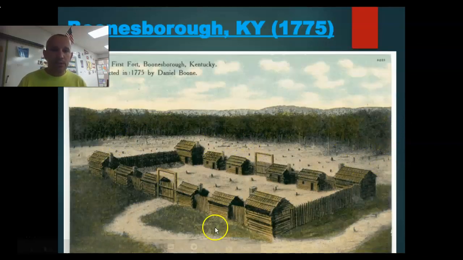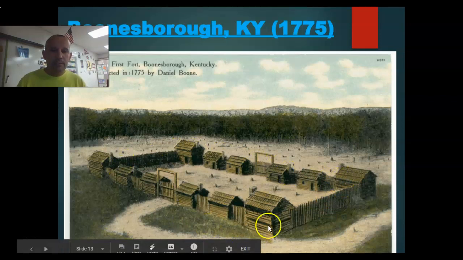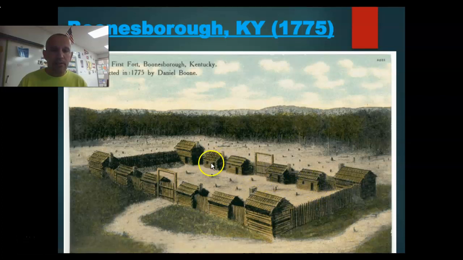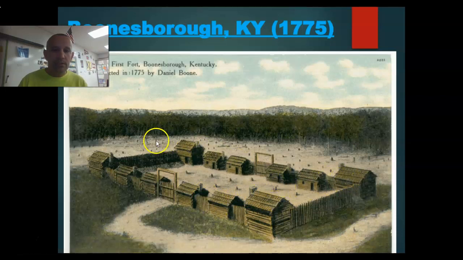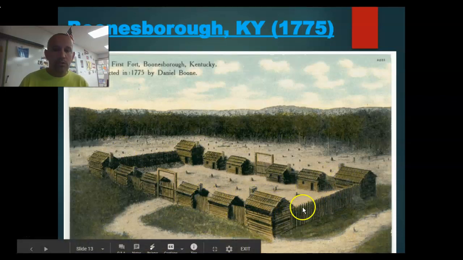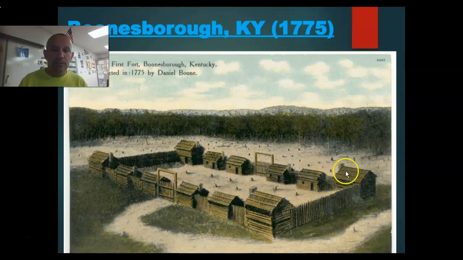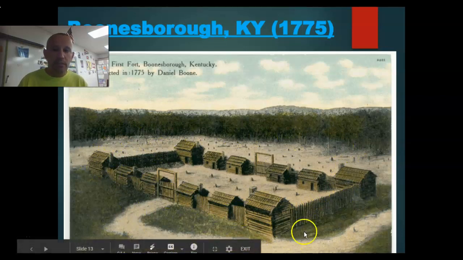This is a picture of what Boonesboro, Kentucky would have looked like. It's very similar to, thinking back to Chapter 3, the Jamestown Fort, although the Jamestown Fort was in a triangle, but it was basically a fortified area. So these are houses the people lived in, and these were different storage barns and facilities, and this was their town, and they have these walls up to protect them from the Native Americans. You can see all the land they would have cleared to create Boonesboro.